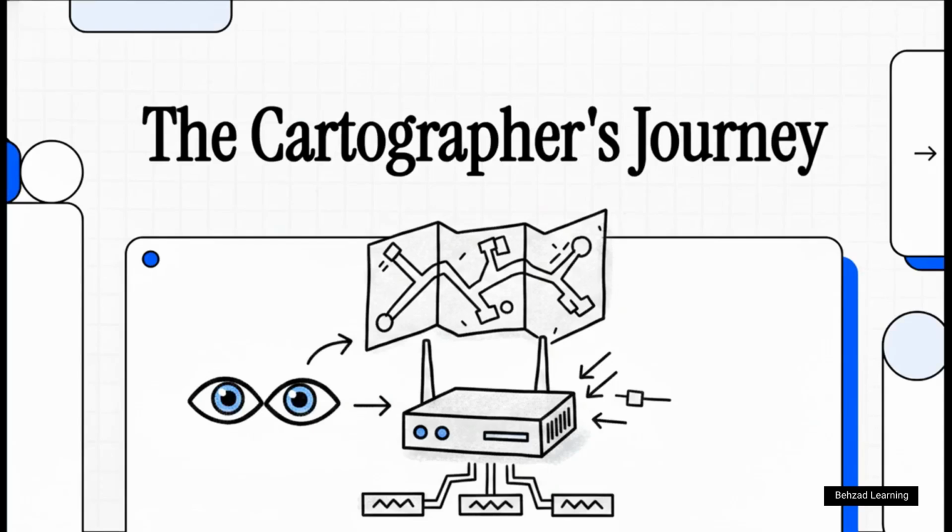Welcome to this explainer. When we think of a network router, we usually picture this cold, blinking box of metal in a server room, right? But I want you to imagine it a bit differently. Think of it as a cartographer, a map maker. But here's the kicker. This map maker is blindfolded and locked in a pitch-black room.